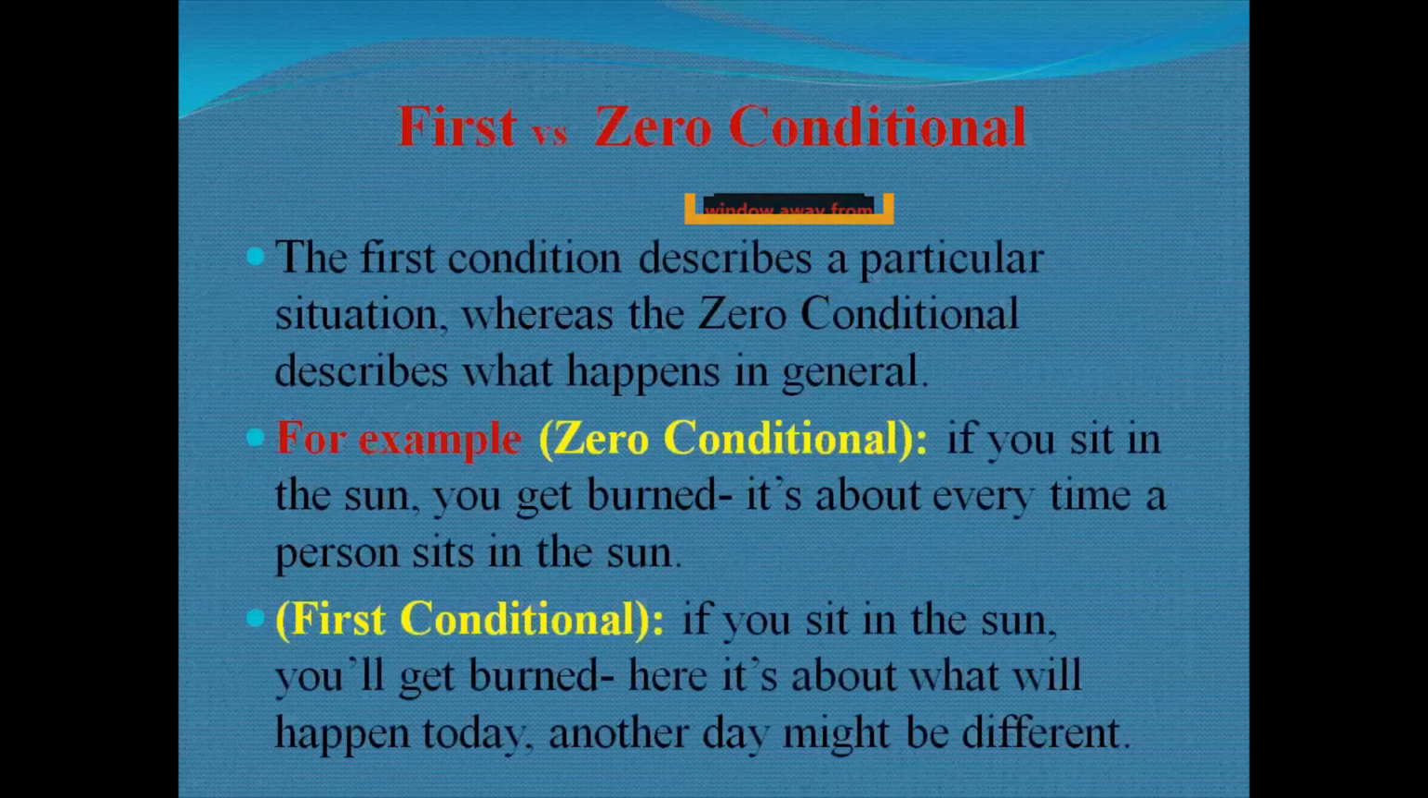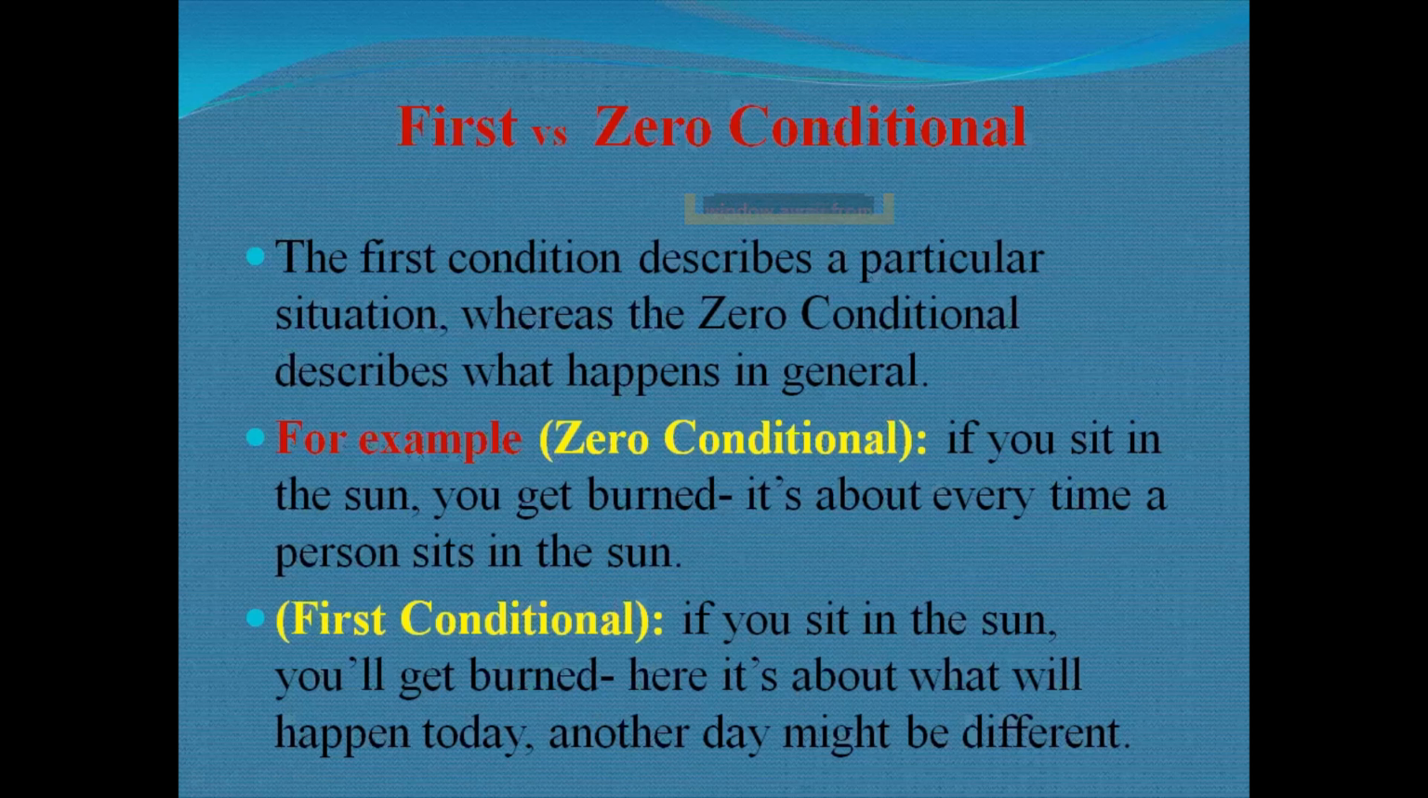Now we are going to compare first conditional with zero conditional. The first conditional describes a particular situation, whereas a zero conditional describes what happens in general. So there is a minor difference between zero conditional and first conditional, but it is important. Examples are given. If you sit in the sun, you get burned. It's about every time a person sits in the sun. But if we make the same sentence in the first conditional, if you sit in the sun, you will get burned, here it's about what will happen today. Another day might be different.